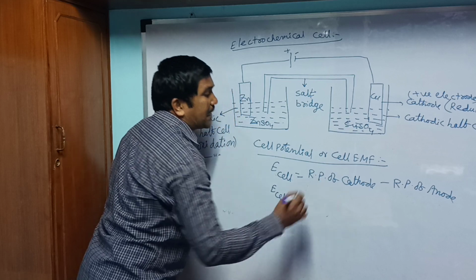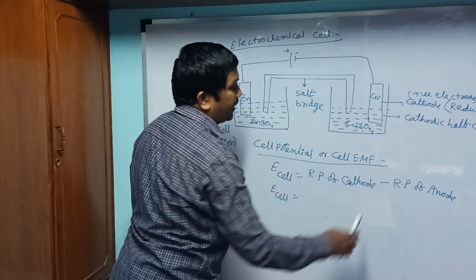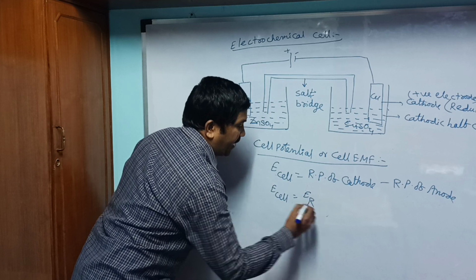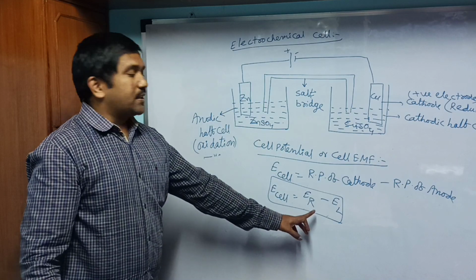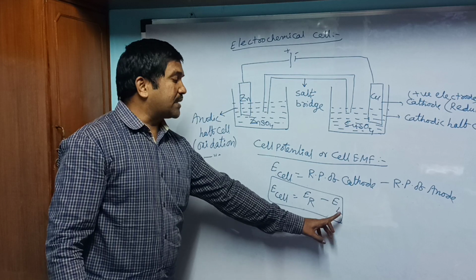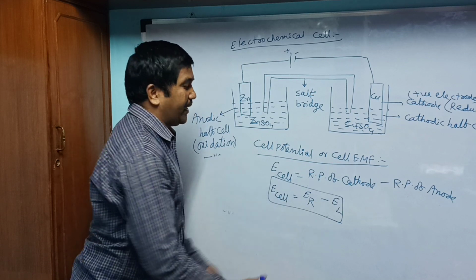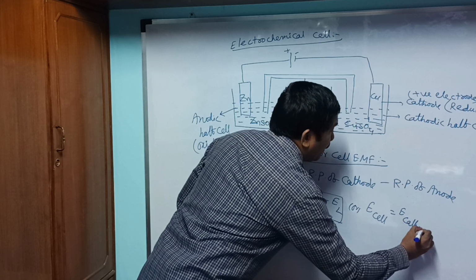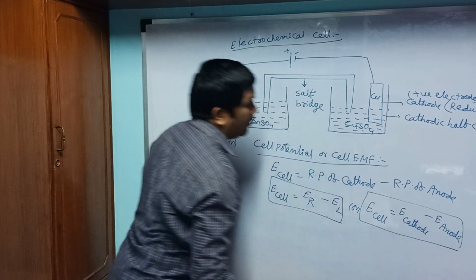The cathode is written on the right side in the cell notation, and the anode is written on the left side. That's why this is also written as E right minus E left. E right means the reduction potential of the right side, and E left means the reduction potential of the left side. E cell is equal to E right minus E left, or E cell is equal to E cathode minus E anode.